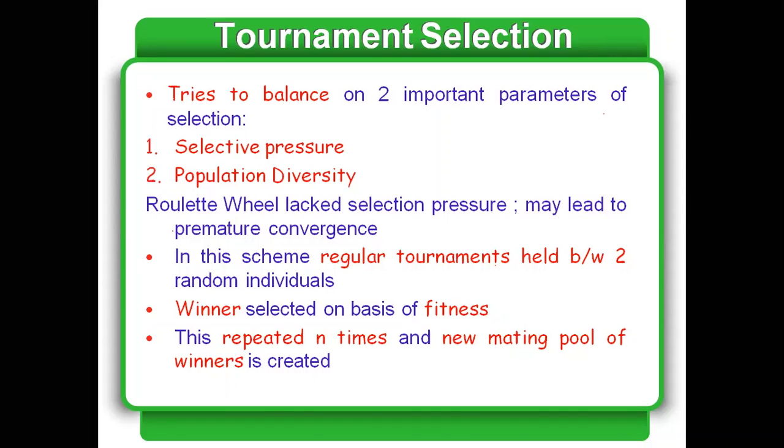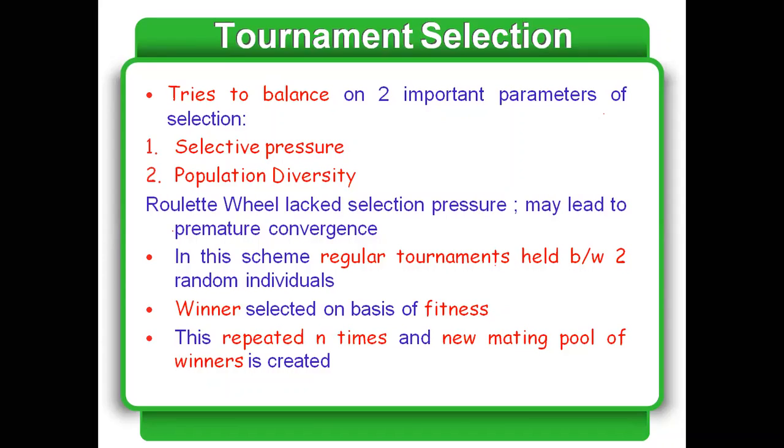So based on that, in 1989 by Whistler, there was a scientist who found that this balance between the selective pressure and population diversity is missing, and so he introduced tournament selection. So in tournament selection, what happens? We play a tournament.